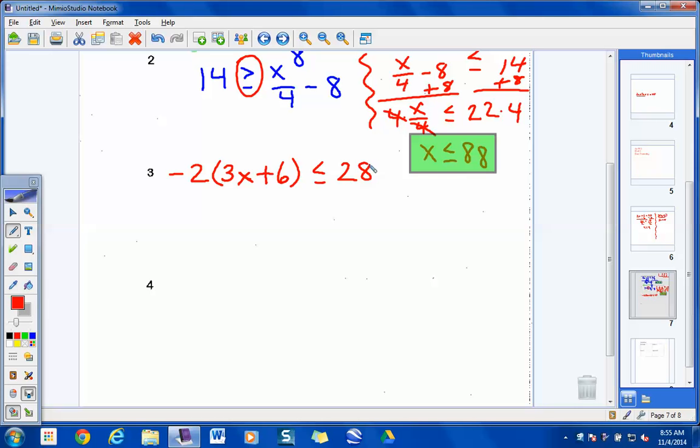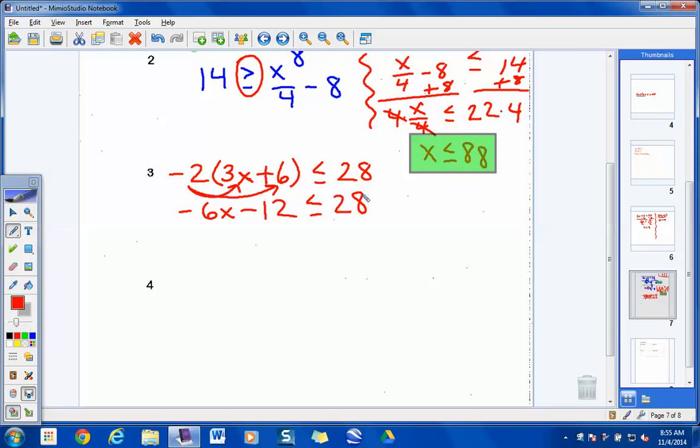All right. Hey, are there parentheses in this column? Okay. Yeah. Gotta distribute first, right? All right. Help me out, gang. Negative 2 times 3x. What is that? Negative 6x, right? Okay, I've got a negative 2 times a positive 6 at this point as well, right? Negative 2 times positive 6? Negative 12, right? Less than or equal to 28.